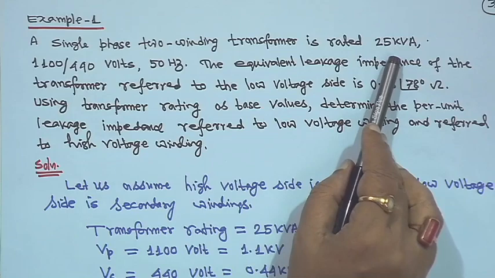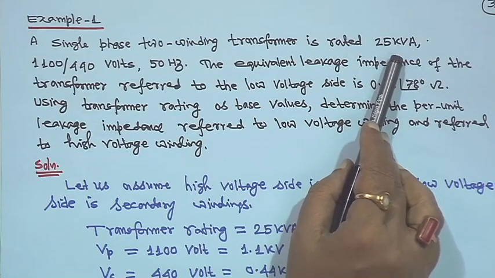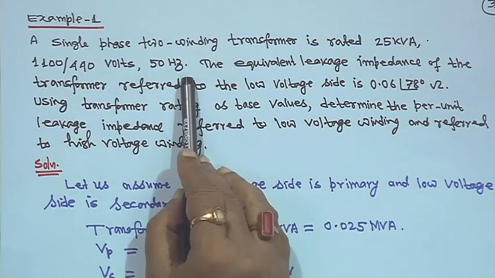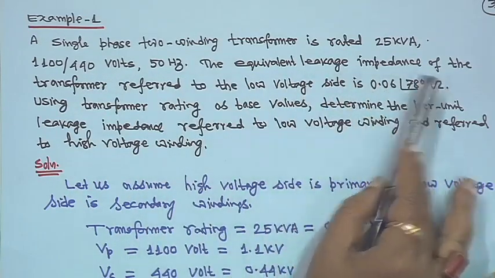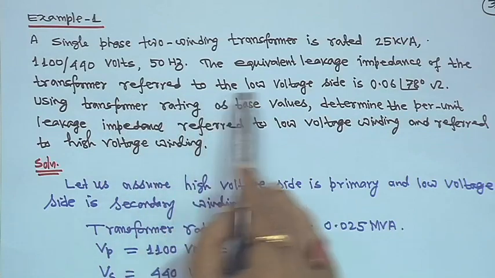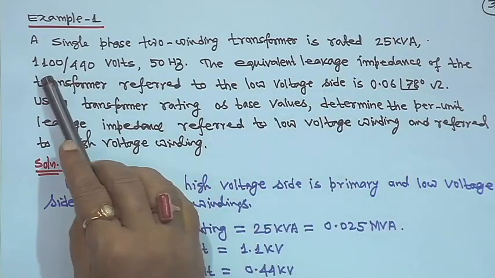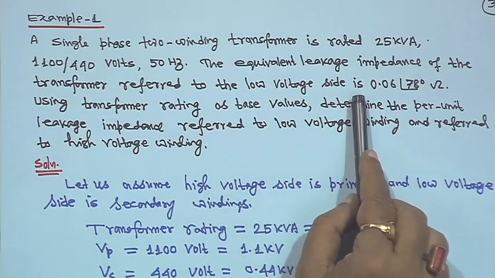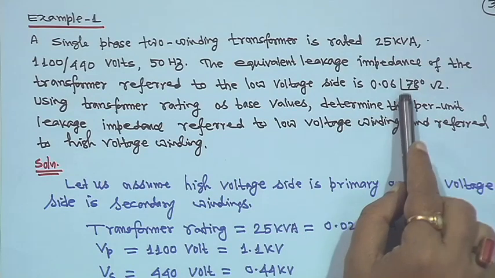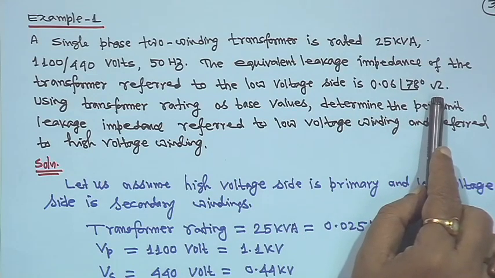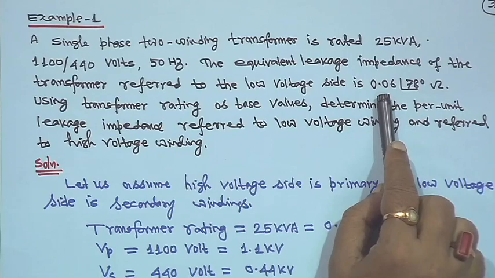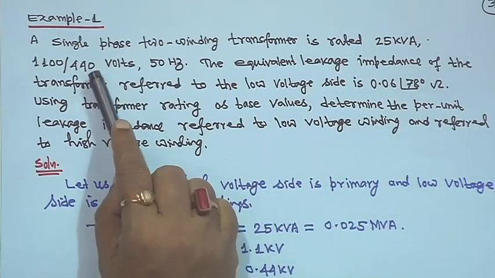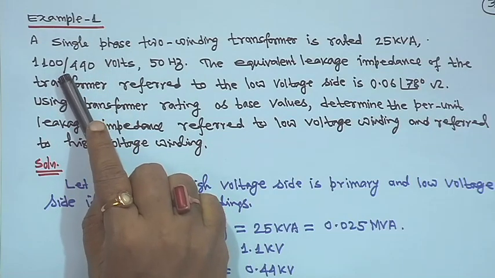That means your 25 kVA is a distribution transformer, 1100 by 440 volts, 50 hertz. The equivalent leakage impedance of the transformer referred to the low voltage side, that means if we take 1100 as primary, then 440 volt secondary, is 0.06 angle 78 degree ohm. This is actually the secondary side leakage impedance, referred to the secondary side.